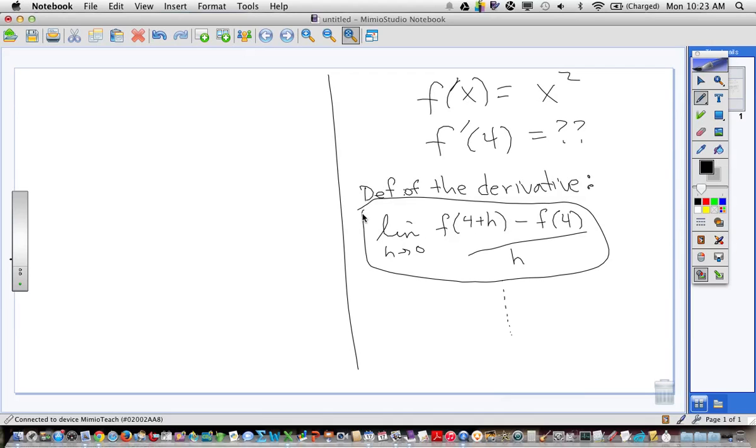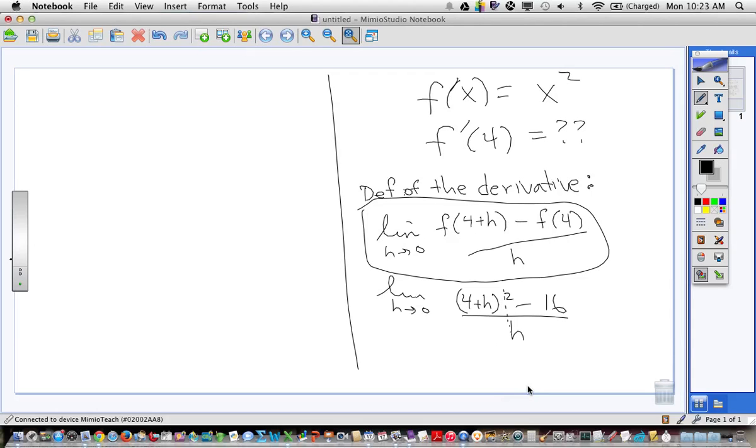One way would be to take 4 plus h and plug it in here. So we get 4 plus h squared minus f of 4, which would be 16, all over h. And then FOIL it out, do algebra, get the answer. This would probably be in a no calculator situation. That's probably the type where you would see that.